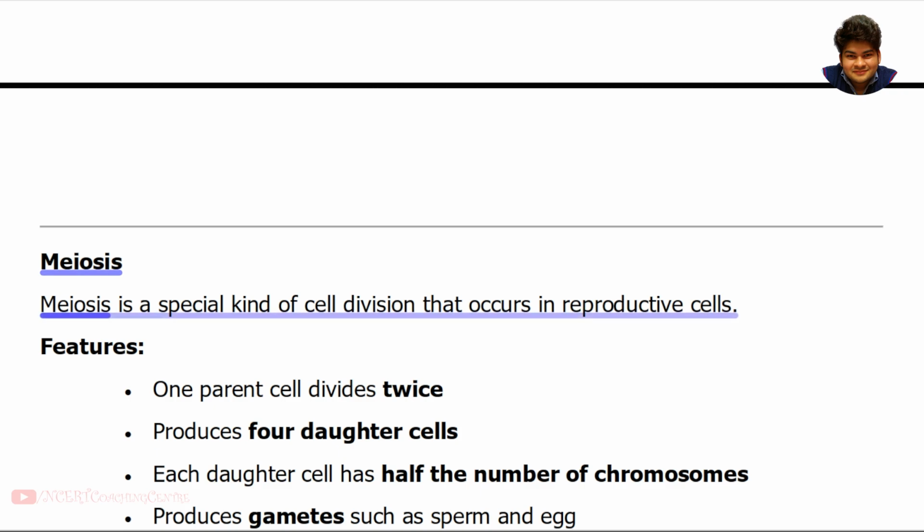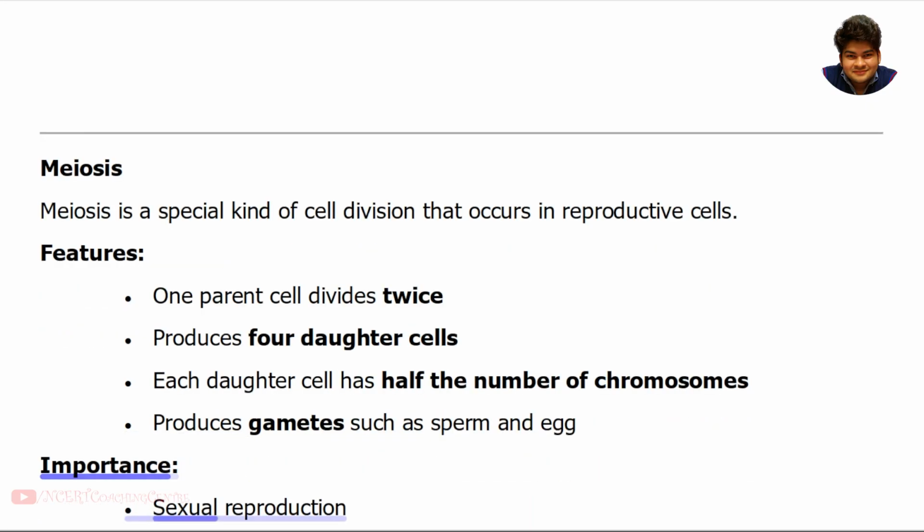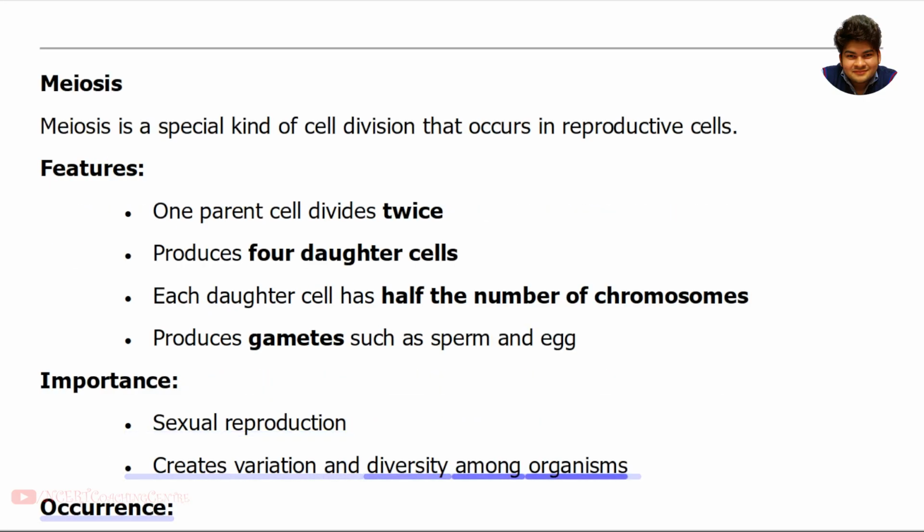Meiosis. Meiosis is a special kind of cell division that occurs in reproductive cells. Features: one parent cell divides twice. Produces 4 daughter cells. Each daughter cell has half the number of chromosomes. Produces gametes such as sperm and egg. Importance: sexual reproduction. Creates variation and diversity among organisms.